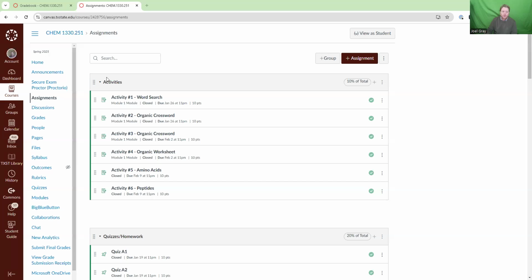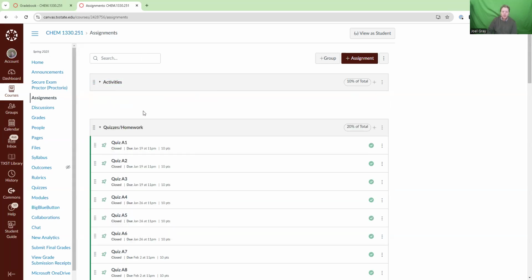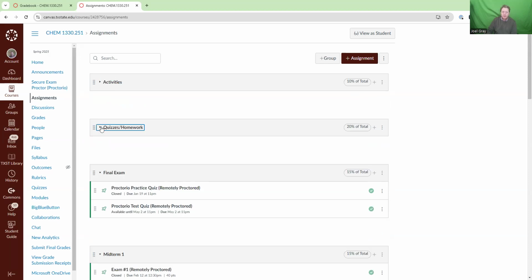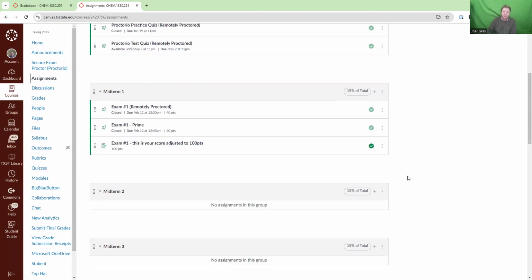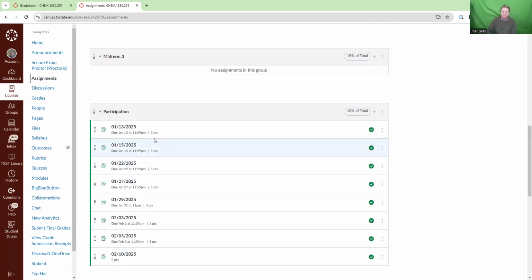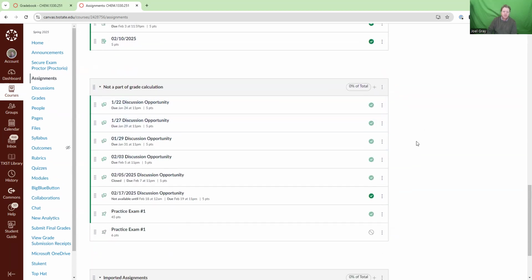Now, the first thing that I want to draw your attention to is this right here. This is one of our categories, activities, and that is worth a total of 10% of your grade. All of these percentages reflect what is in the syllabus. So activities are 10%. Quizzes and homework are 20%. Your final exam is 15%. Midterm number one is 15%. Midterm two is 15. Three is 15. Participation is 10%.